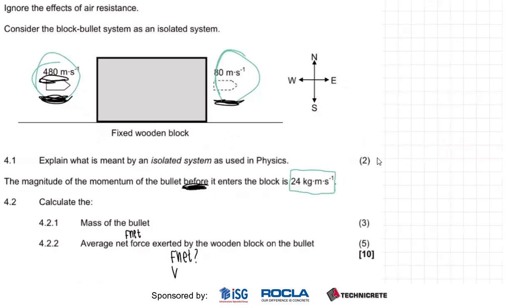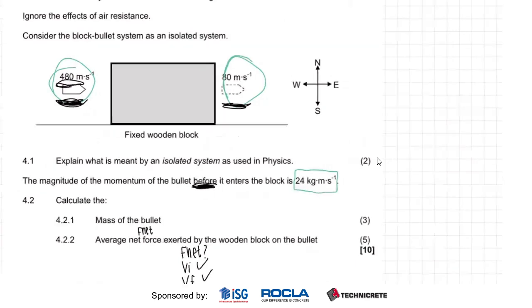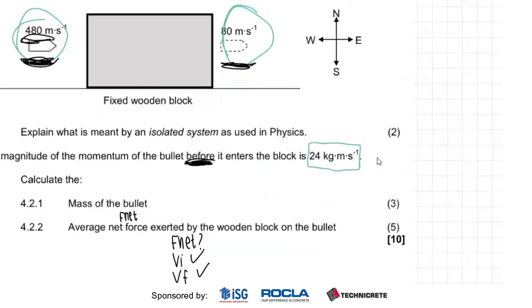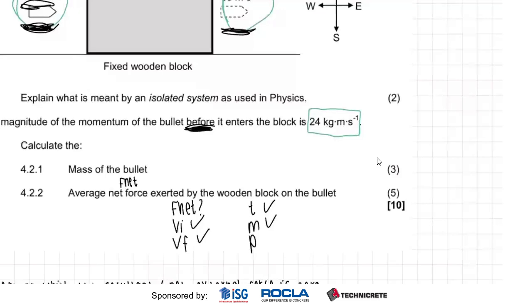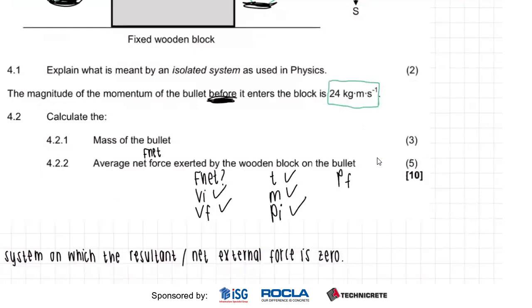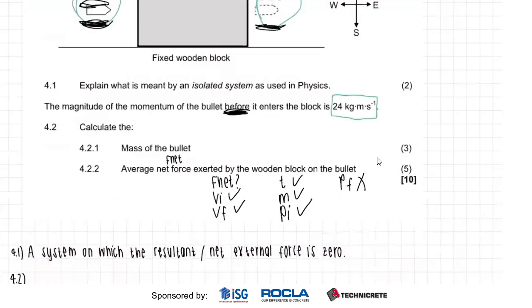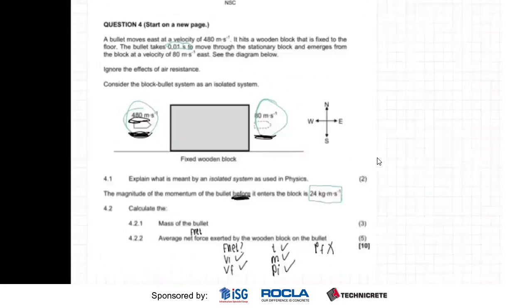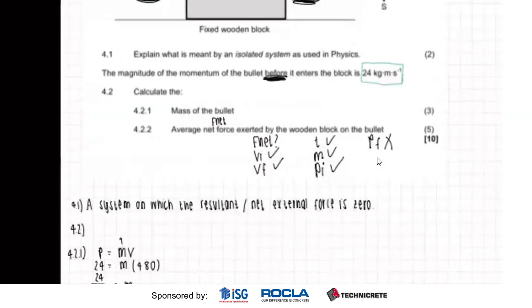We have the velocity before it goes into the block. We have the velocity after it comes out of the block. We have the time that it was in the block for. We have the mass. And we have the momentum that was before it entered the block. We don't have the momentum afterwards. So that's all we have.